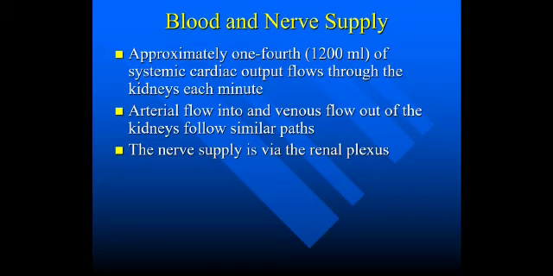There is around 1200 ml of the systemic cardiac output which flows into the kidney every minute. So how much is the renal blood flow? It's around one-fourth of the cardiac output, that is 25%, which is 1200 ml. The arterial blood flows into the kidney and the venous blood comes out through the hilum. The nerve supply, which is the innervation, is through the renal plexus.